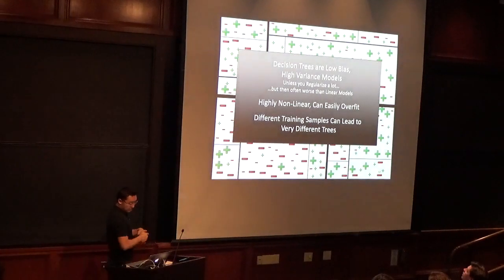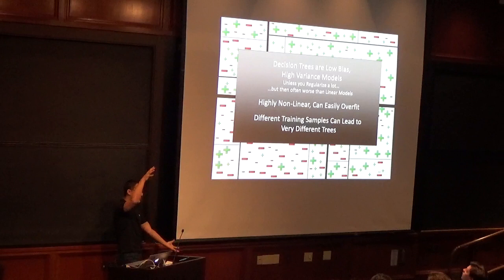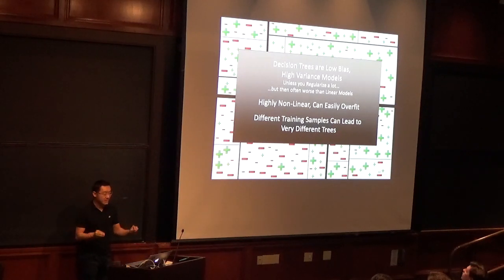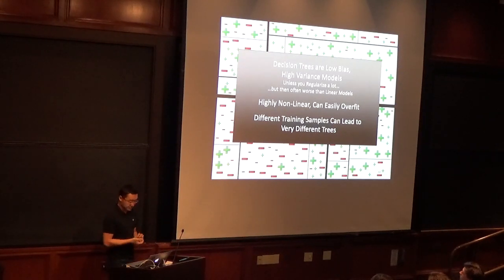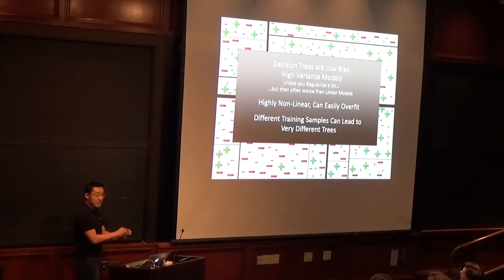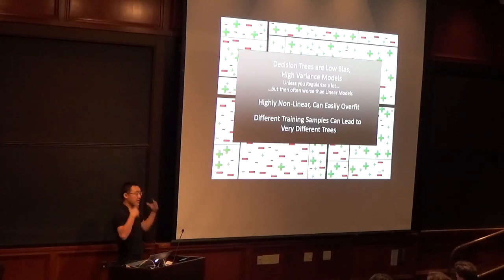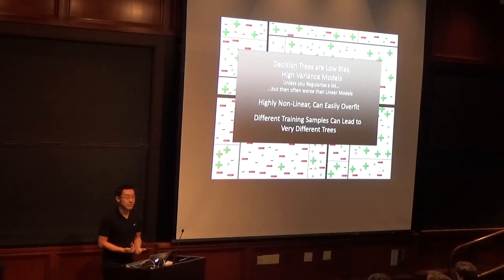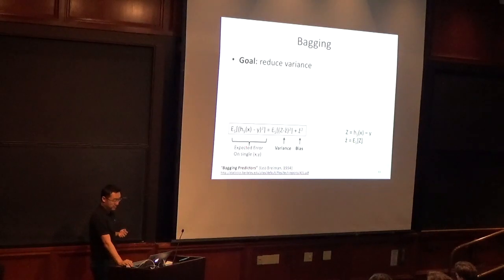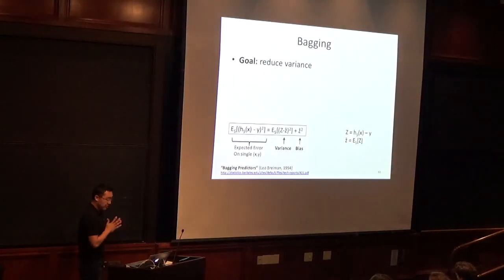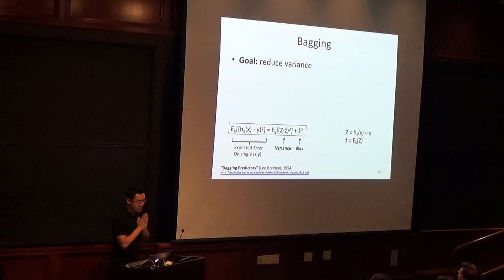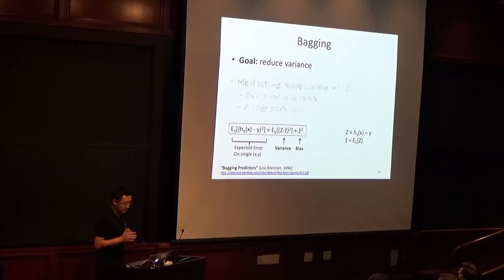Decision trees, at least the full decision trees that can get very deep, are low bias, high variance models. Highly nonlinear, very easy to overfit. As a thought experiment, if I draw data again from this distribution, a different sample can lead to very different trees. And that's where bagging comes in. The goal of bagging is to reduce the variance of a high capacity, high variance, low bias classifier.